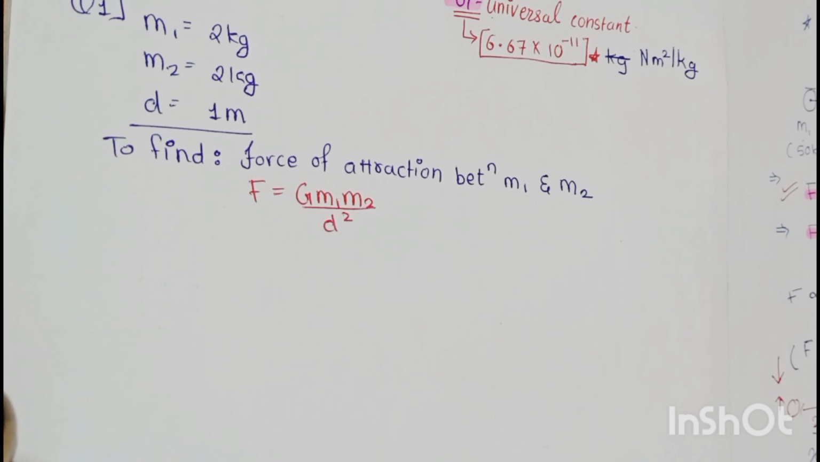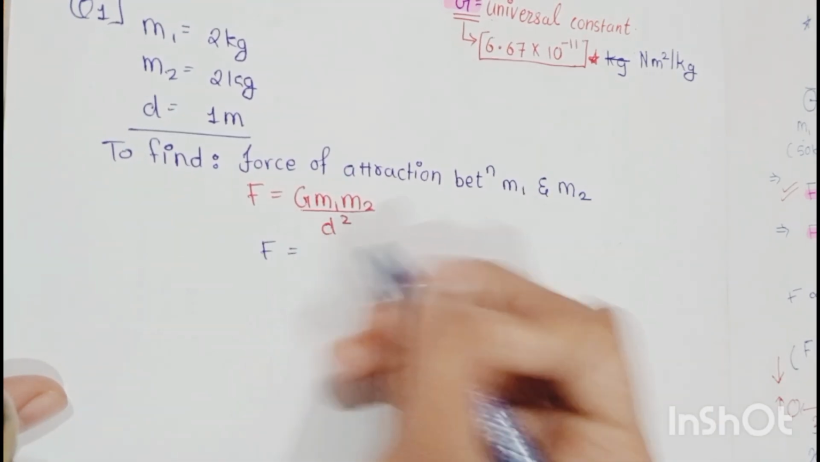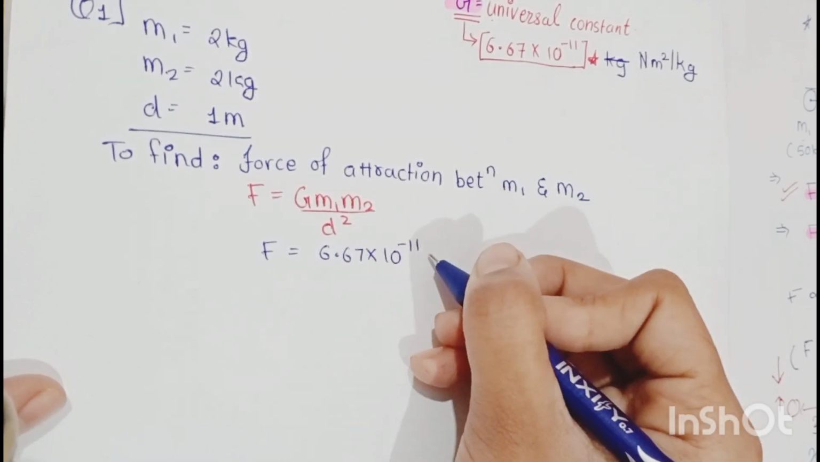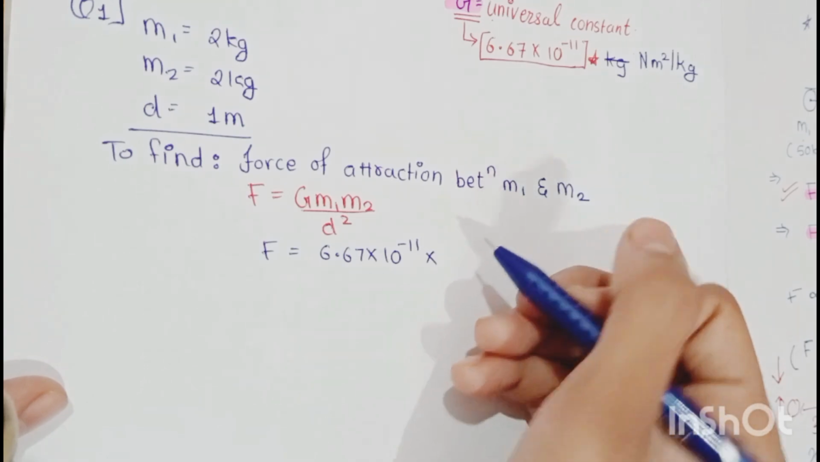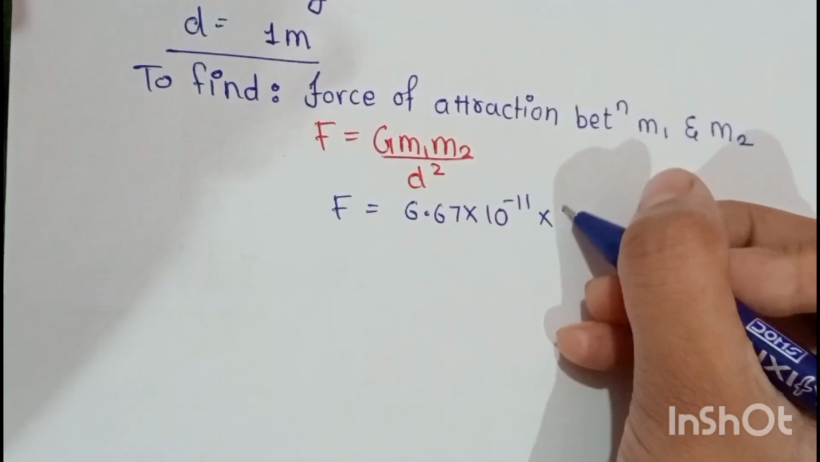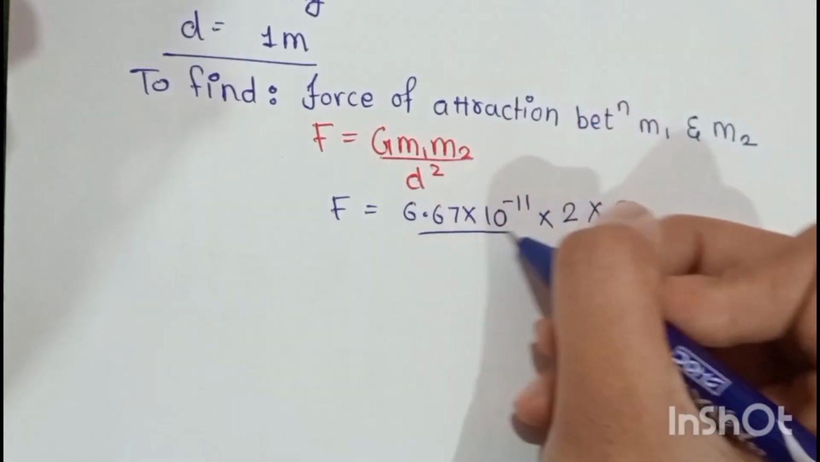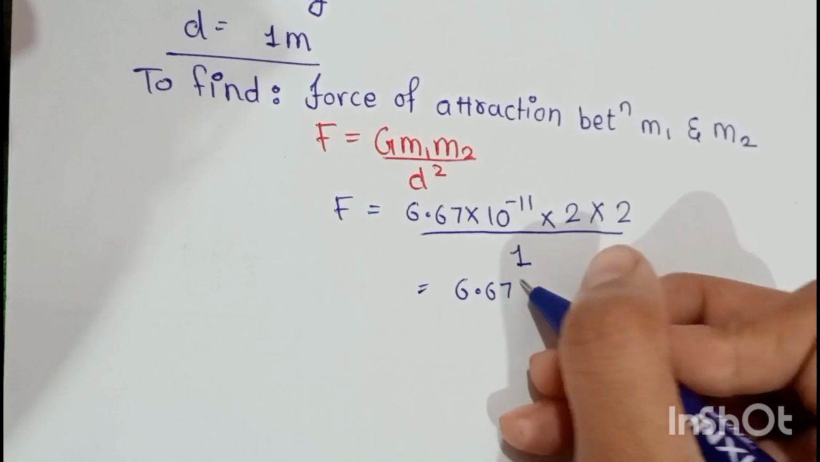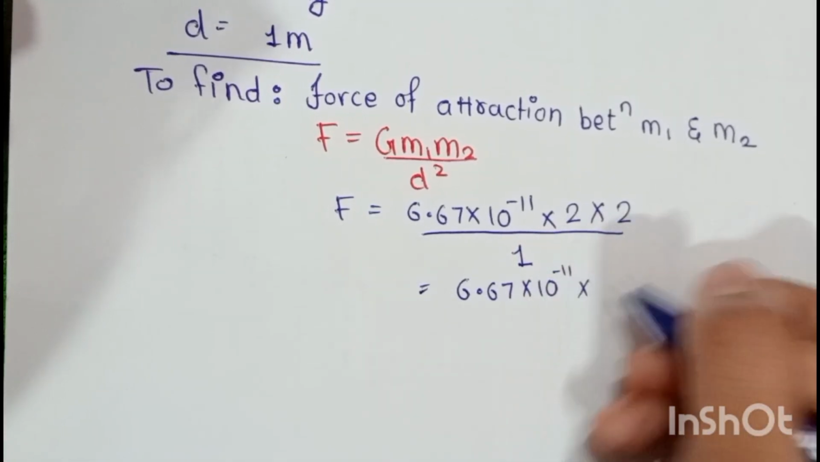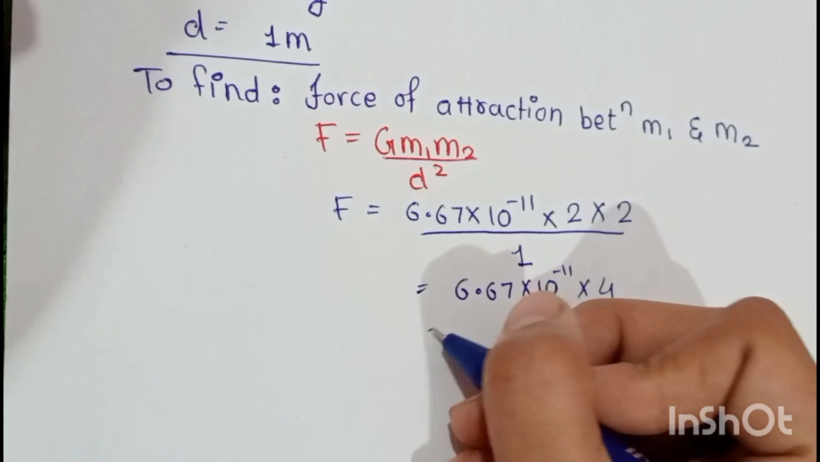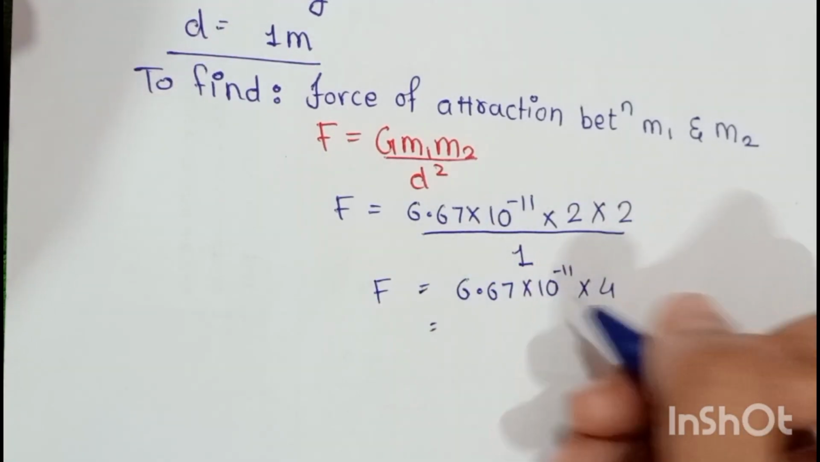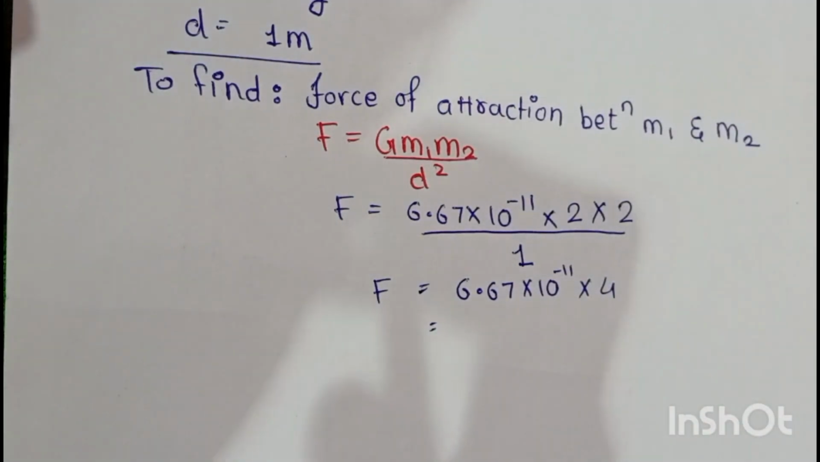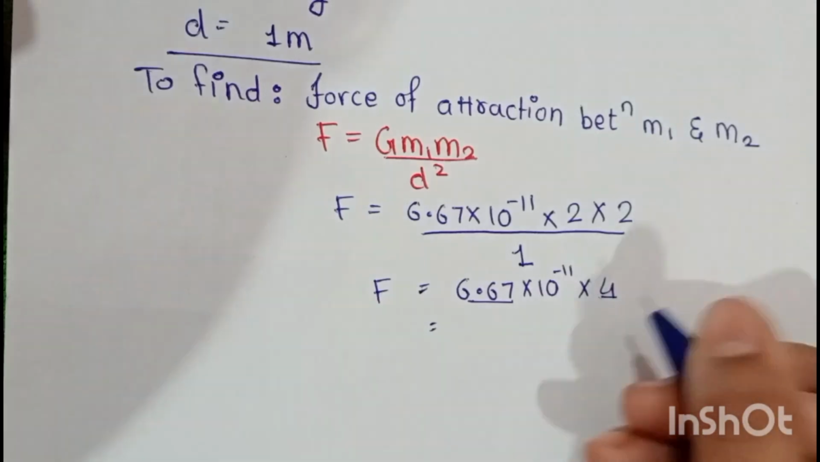Alright, now what was the force? We don't know, so we take F equals G, which is 6.67 into 10 to the power minus 11, into M1, that is 2, and M2, that is 2, upon 1. Now let's solve it. 6.67 into 10 to the power minus 11 into 4. There's no need to write 1 in the denominator, because it doesn't change the value.